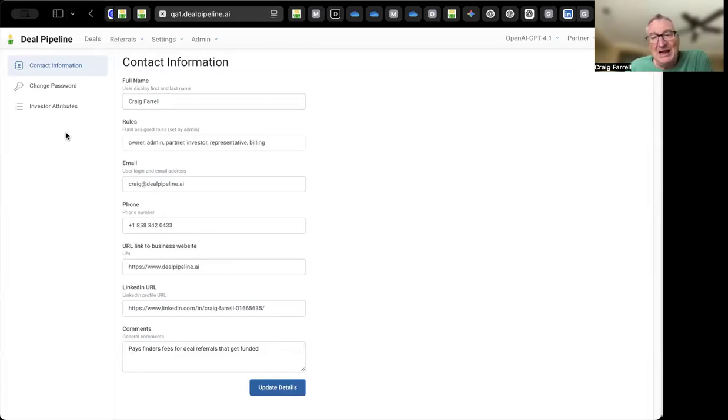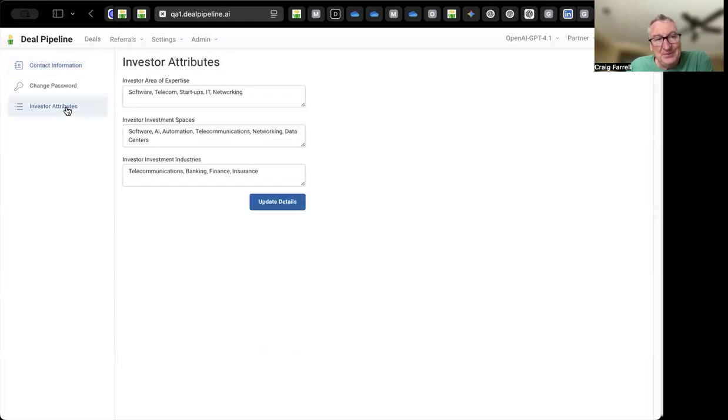Now, one of the roles you'll have as the owner is, of course, as an investor, which means you'll also have a little tab here for investor attributes. These are the sort of things that you like to invest in. So tell us a little about you, because when people are going to recommend deals to you personally, they would look for these sort of characteristics. So it's something like, what are your areas of expertise? Fill those in here. What sort of spaces do you like to invest in? The typical investment spaces that you would invest in, and the sort of industries where you make investments or have expertise is all here.